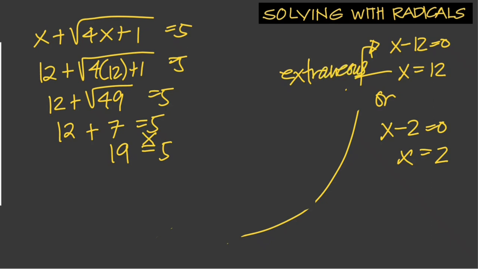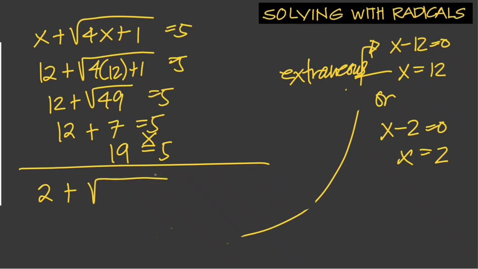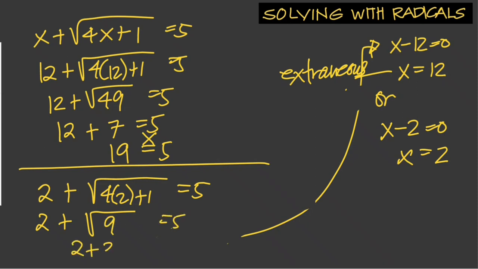Okay, let's try checking x equals 2. So let's plug in 2 to the equation. That would be 2 plus square root of 4 times 2 plus 1 equals 5. So that is 4 times 2, 8 plus 1 is 9. So this is 2 plus 3 equals 5. Therefore, that is just equal to 5. Therefore, x equals 2 is our solution because it works.